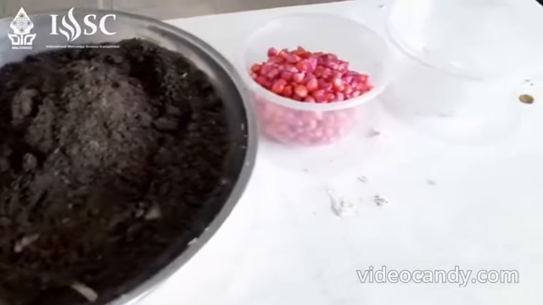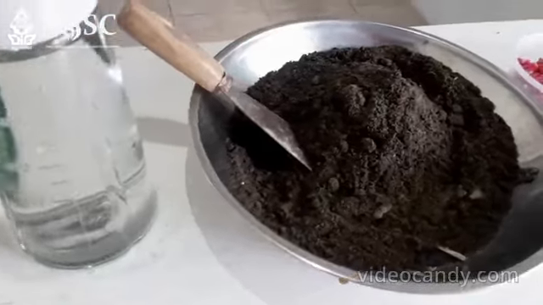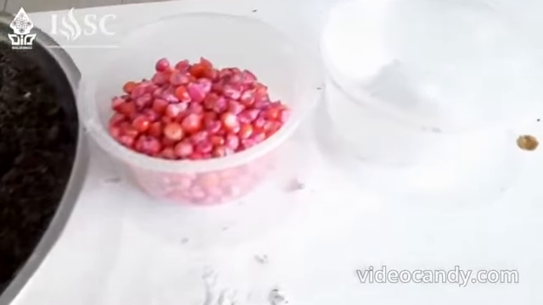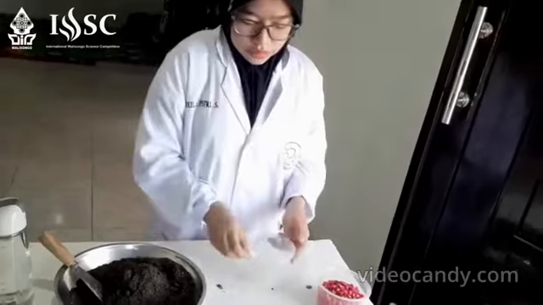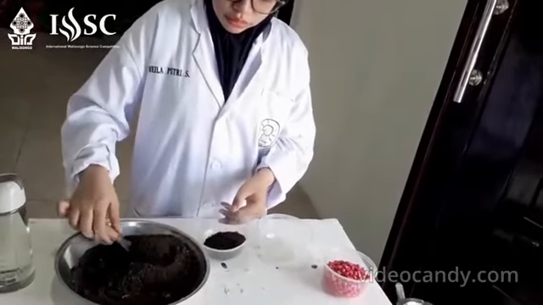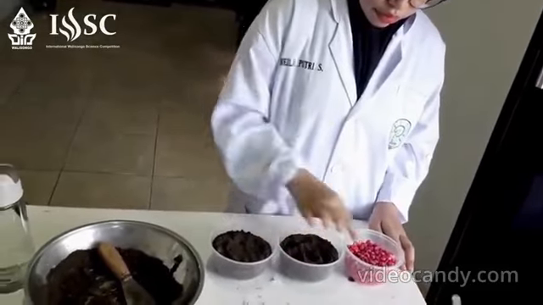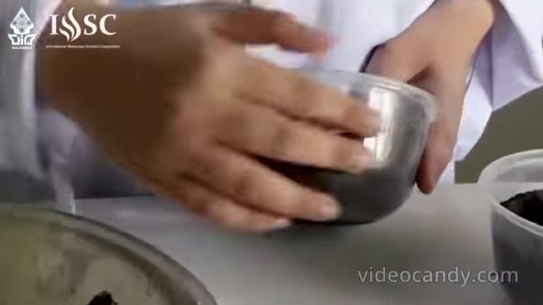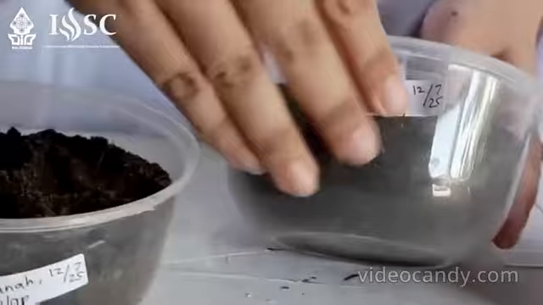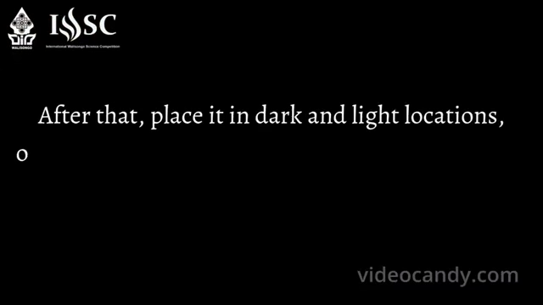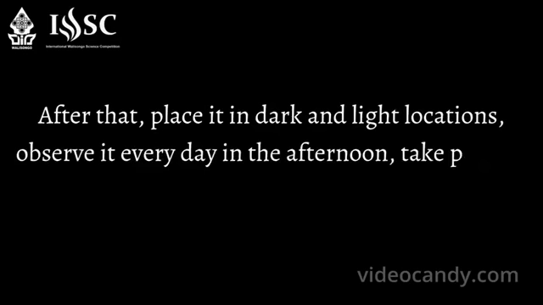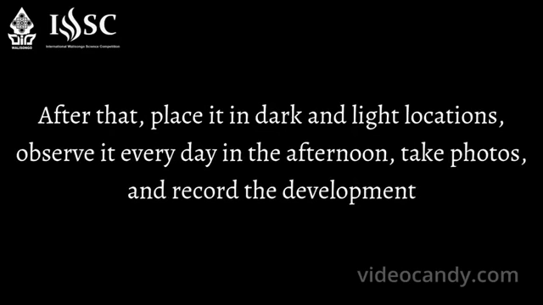First, prepare the tools and materials, namely water, soft soil, corn seed, and a small plastic bowl. Second, put the soil into the plastic bowl. Next, make holes in the soil and insert corn seed into the holes, water the soil, and label it with the description, dark soil and light soil, along with the date of preparation. After that, place it in the dark and light location. Observe it every day. In the afternoon, take photos and record the development.